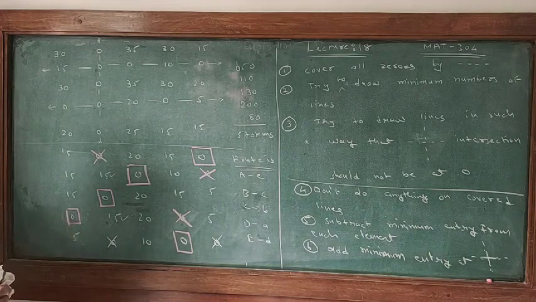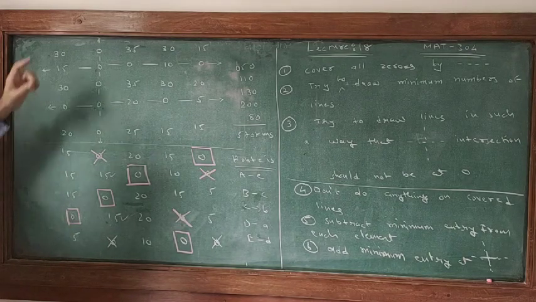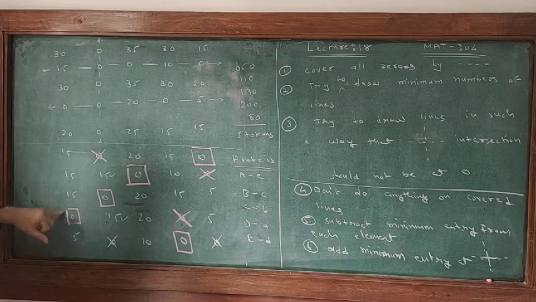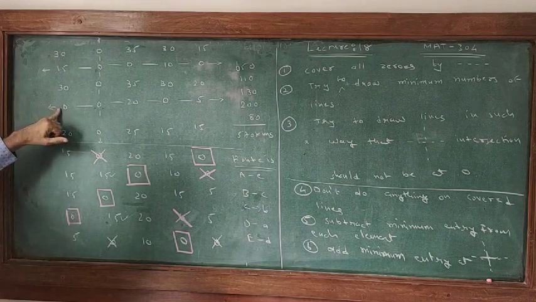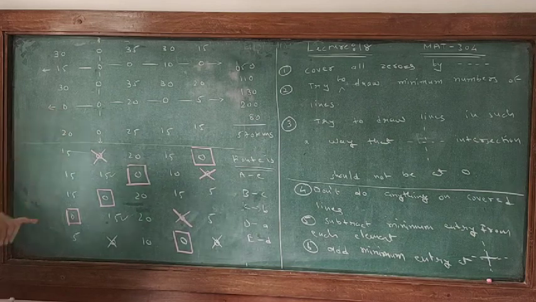We lose our 0. Clear? And first we choose this one because in this column there is only 1 0. Each row and each column have 1 0.